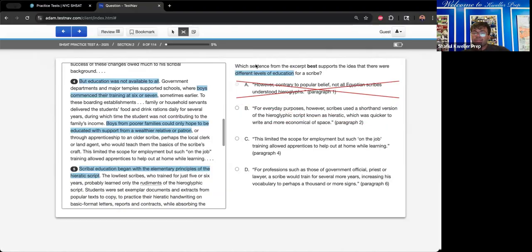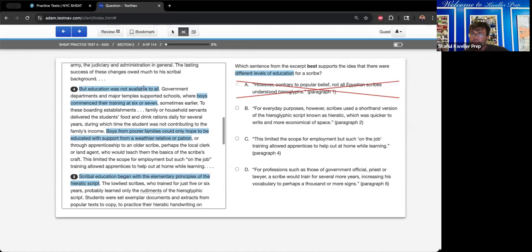For everyday purposes, scribes use a shorthand version of the hieroglyphic script known as hieratic, which is quicker to write and more economical in space. Again, this doesn't show different levels of education. It just shows the advantages of this new easy script, hieratic. So rule that out.